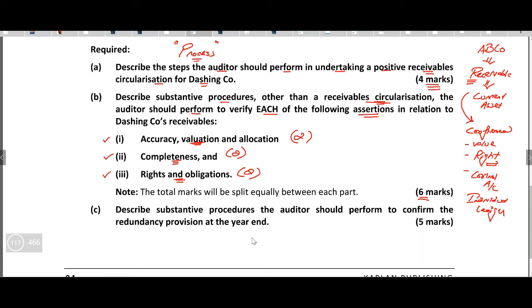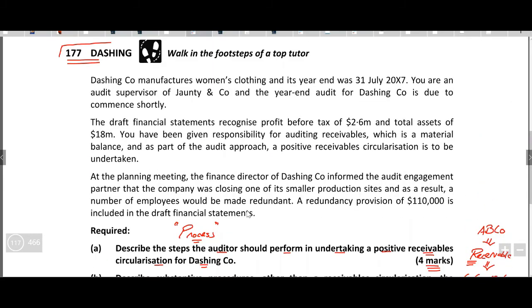Now we are coming toward the C part, which says describe substantive procedures the auditor should perform to confirm the redundancy provision. And that means 5 marks, 5 procedures. So we have the case study over here. It has something regarding the redundancies. Dashing company manufactures women clothing.